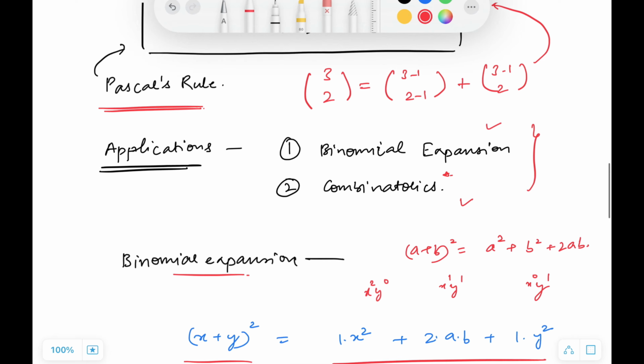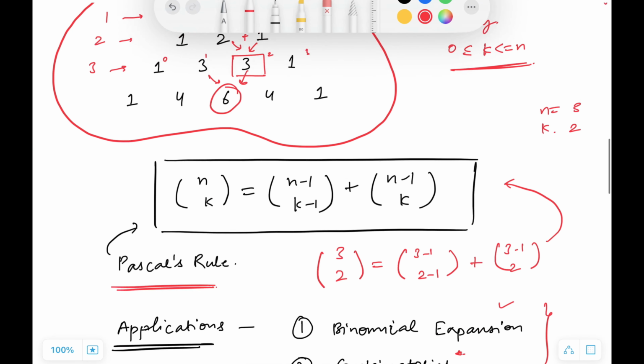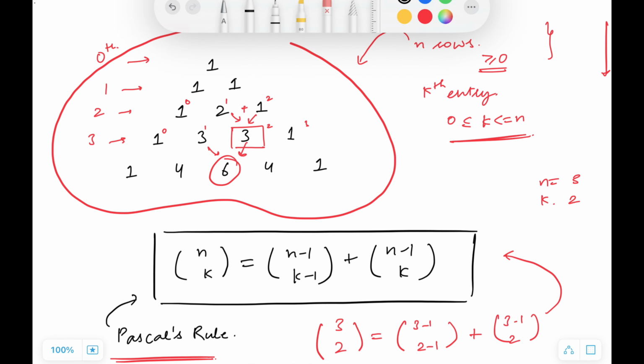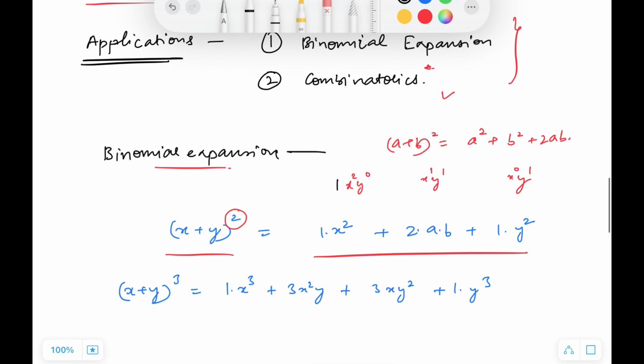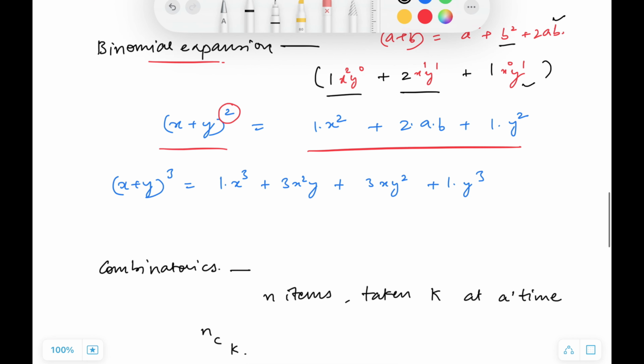triangle values. The power is 2. Let's go to the second row. Second row is 1, 2, 1. I'm going to pick 1, 2 and 1. Put 1 here, 2 here, 1 here. And now our formula is ready. This is a square, this is 2ab, and this is b square. Okay, x plus y whole square is 1 into x square, 2, not ab, here should be x and y, 2 into xy and 1 into y square. So these values 1, 2, 1, these are coming from Pascal triangle.